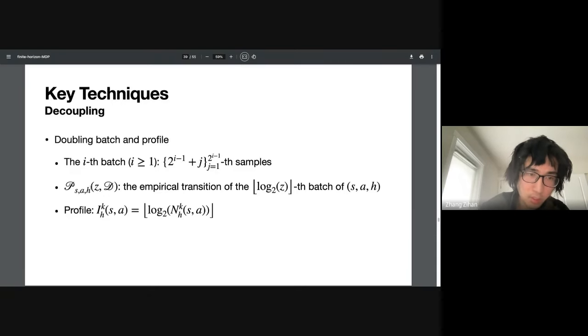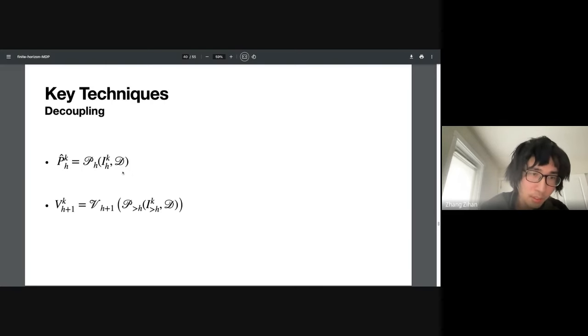In the page before, we have not defined the exact form of the function script p, right? So now, under the doubling batch framework, we define script p of SAH to be the empirical count of the log 2 z batch of the triple SAH, where z is a positive integer. And we define a random variable I, capital I h k, as the current index of the batch of SA, which is the floor of log 2 of NHKSA. Now we can write the empirical transition and the value function as a function of the profile and the data set under the doubling framework. This is important to our argument to decouple the two random variables.